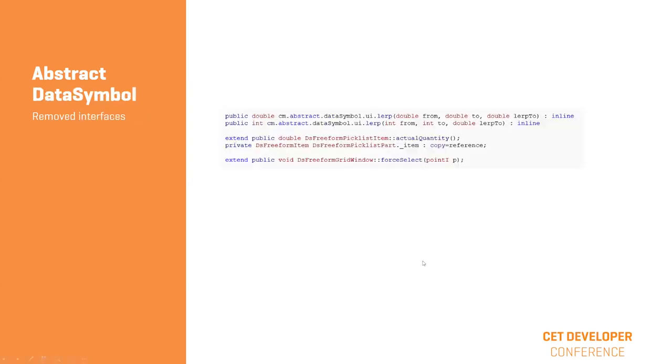So there have been some changes in abstract data symbol. Just removed interfaces, so you can see that here they are. Of course, you're not going to memorize this, but we just wanted to inform you to look this up in the migration guide.